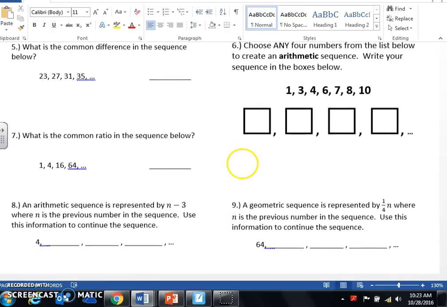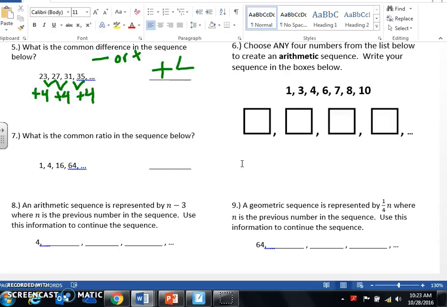Okay. All right, number 5, what is the common difference? Difference means subtracting or adding in the sequence. So to get from 23 to 27, I add 4. 27 to 31, I add 4. 31 to 35, add 4. So my common difference is adding 4.